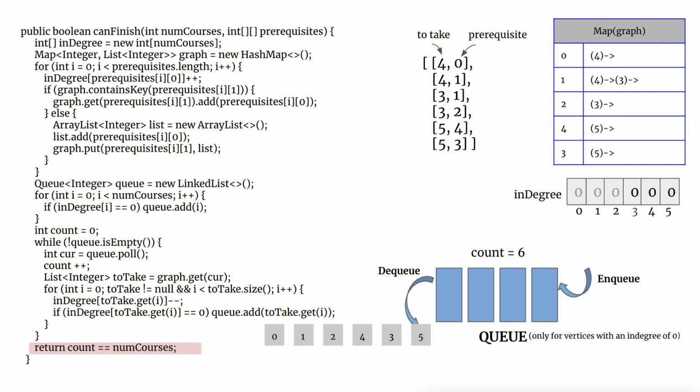If at the end the counter, which represents the number of vertices with 0 indegree processed by this queue, equals the total number of vertices, it means all given courses can be completed. This function will return true.